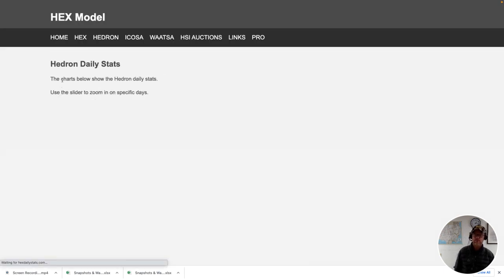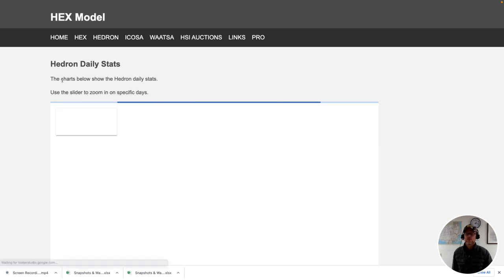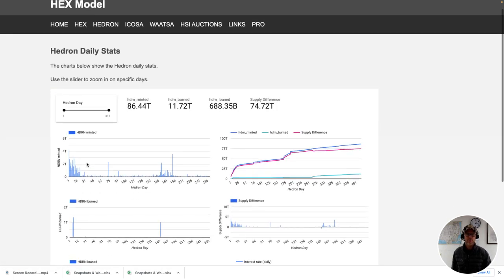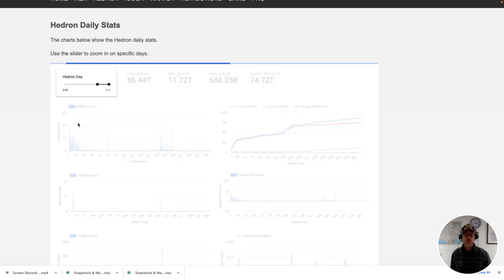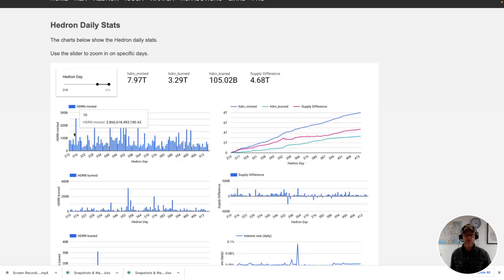Hedron. What's cool about his site is he doesn't just post the data, but you can interact with the data with these slider bars right here. And it'll pull the updated data for a certain Hedron day. ICOSA launched on Hedron Day 170, if I'm not mistaken. That was August 15th. It was Day 170 for Hedron.